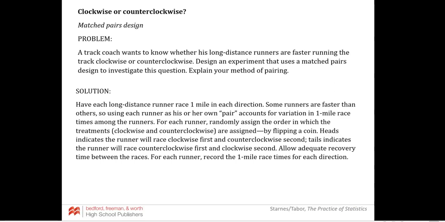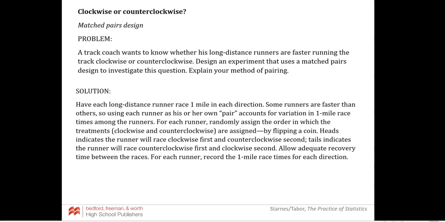to see which way they're going to run first, because I think maybe the second mile might be a little slower potentially. So that's an important step. When they have to run it again, they might not be quite as fast the second time. Heads indicates the runner ran clockwise first and then counterclockwise second. You have to establish that before it starts. Allow adequate recovery time. That's probably a good idea, right? They probably shouldn't race back to back. Give a little time, maybe morning and afternoon, and then test them again. If they did clockwise the first time, then they would do counterclockwise.